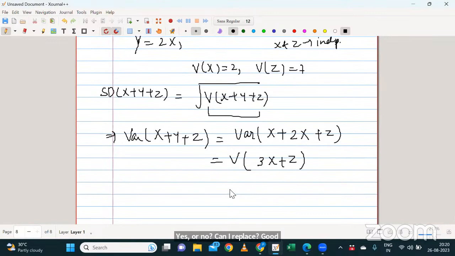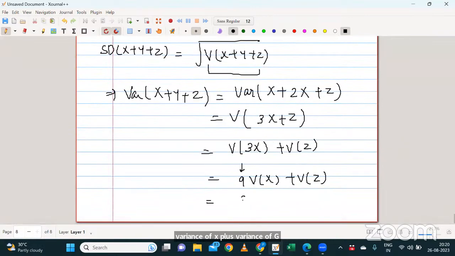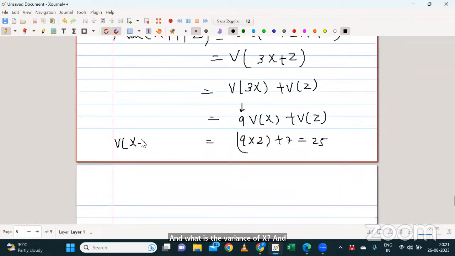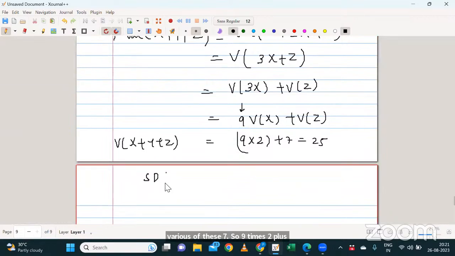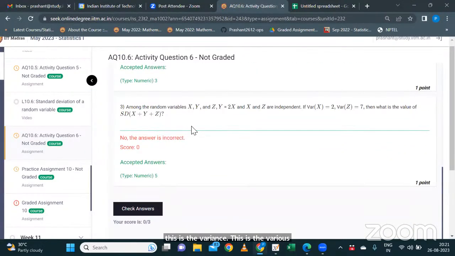Since the two variables are independent, I can write this as the variance of 3x plus the variance of g. So it will be 9 times the variance of x plus the variance of g. The variance of x is 2 and the variance of g is 7, so 9 times 2 plus 7, which is 25. But this is the variance, so the standard deviation of x plus y plus z will be the square root of 25, which is 5. Yeah, 5 is the answer. Got it? Yeah, thank you.